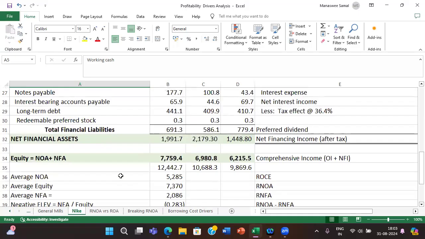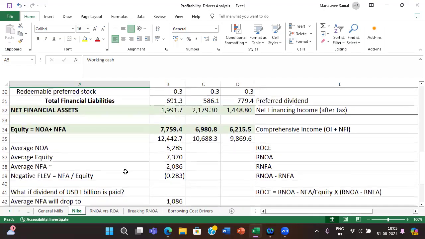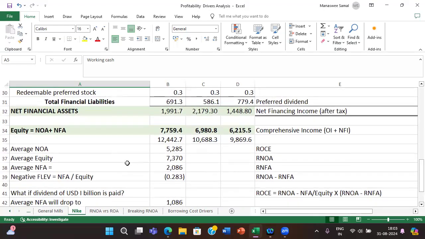So if you have NFA situation, of course, total equity would be equal to NOA plus NFA. That is just to establish arithmetical accuracy of your reclassified balance sheet. Nothing you have omitted. Once you get the assurance, then you go ahead as usual, NOA, average NOA, average equity, average NFA.